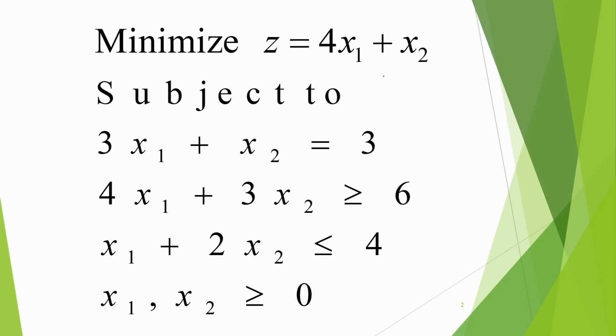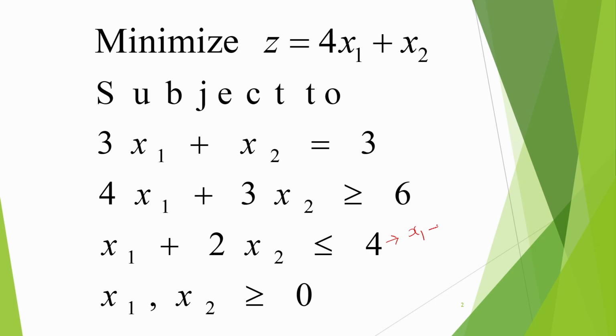Say for example, you have been given a problem: minimize z is equal to 4x1 plus x2 subject to 3x1 plus x2 is equal to 3. Now, this is an equality constraint. I will not add any slack or surplus variable here. Then you have 4x1 plus 3x2 greater or equal to 6, and x1 plus 2x2 is smaller or equal to 4, x1, x2 greater than or equal to 0. So, here this last constraint I can easily convert.